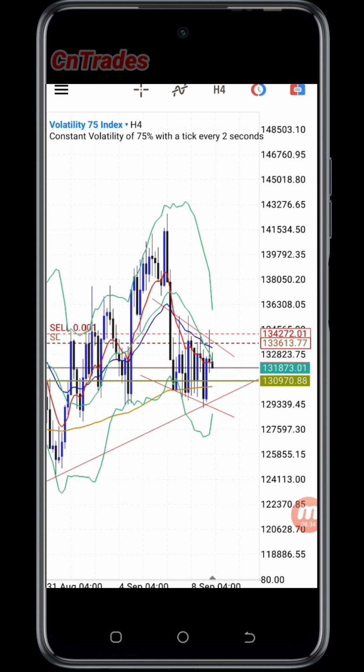I'll gladly do that. You can see price is still pushing down already. I'm not going to completely exit when price goes to 130,970.88. I would rather shift my stop loss because this trade is completely secure. This is V75. Imagine if we were using 0.5 on this, it would have been thousands and thousands of dollars if you have a good account.